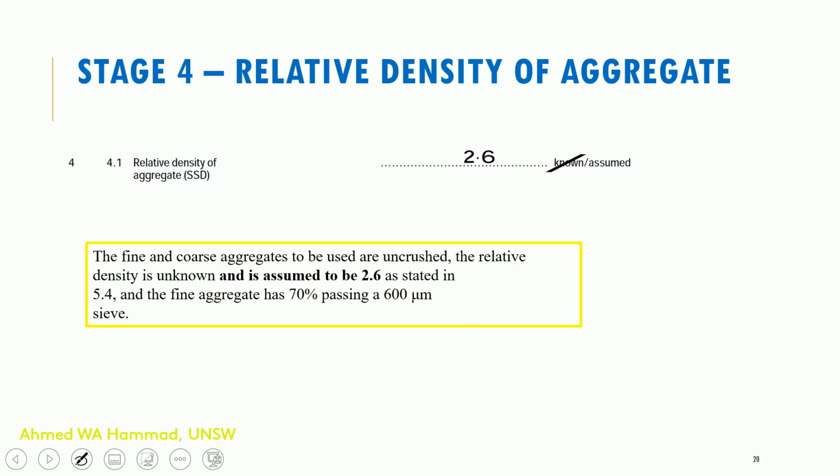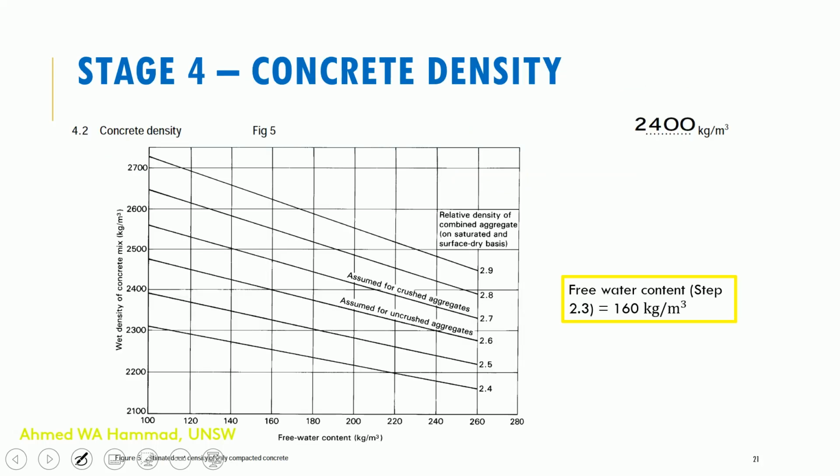So for step 4.1, it is already assumed that the relative density of the aggregate is 2.6, and that's what we need to write down for step 4.1. And we can move on to step 4.2. Step 4.2 requires us to use figure 5. So it mentions that we need figure 5. I've taken a snapshot again for you.